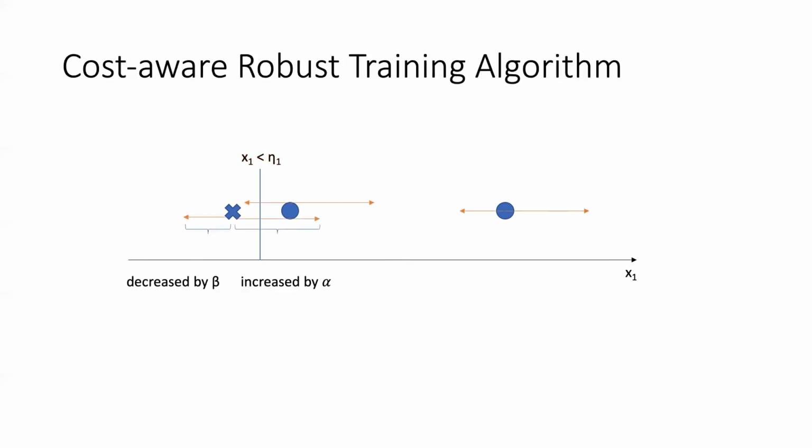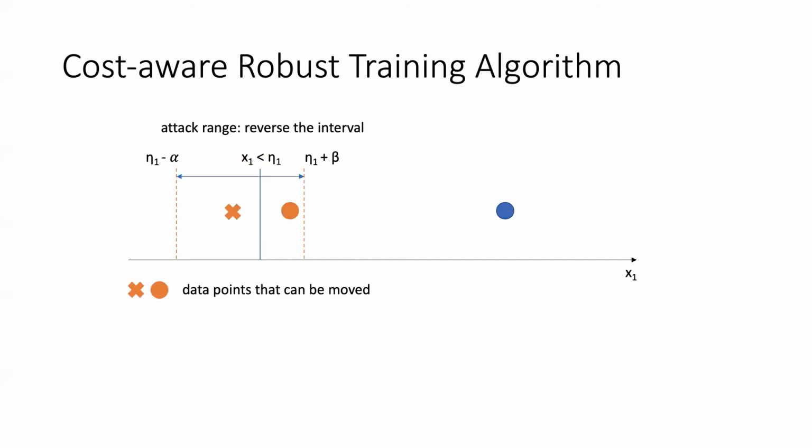Now, what if the attacker can perturb the samples to cross the split? How can we compute the quality of the split? For simplicity, we assume the cost constraint that the attacker can increase every data point by up to the same amount alpha and decrease it by up to beta.